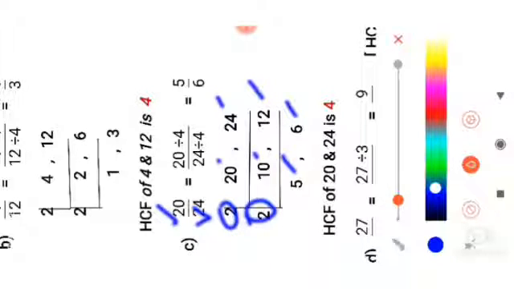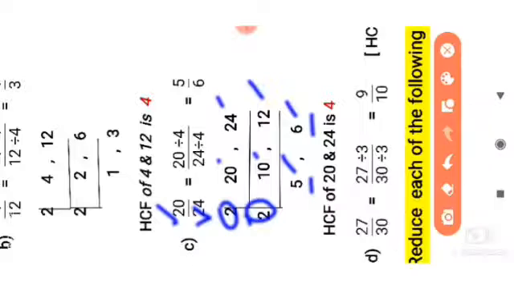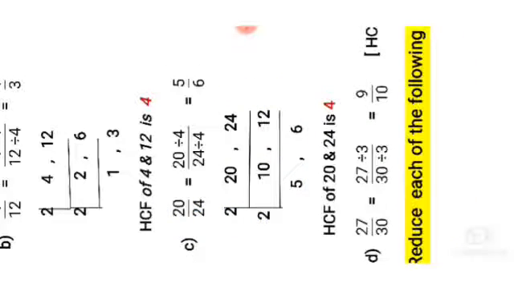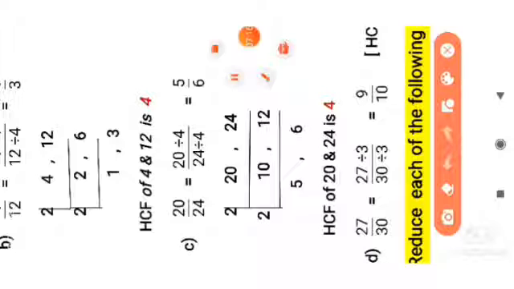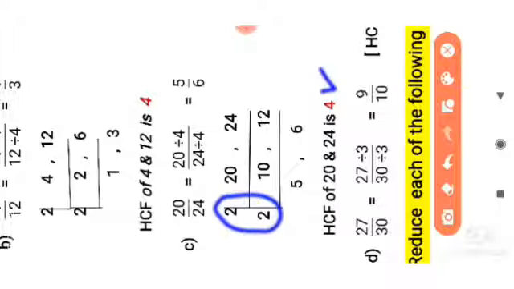Now in this step you can see the numbers are 5 and 6. So 5 and 6 have no common factor. 5 is a prime number and 6 is a composite number, but they don't have any common factor. So we have to stop here. So what is the HCF of 20 and 24? The HCF of 20 and 24 is 2 into 2, that is 4.